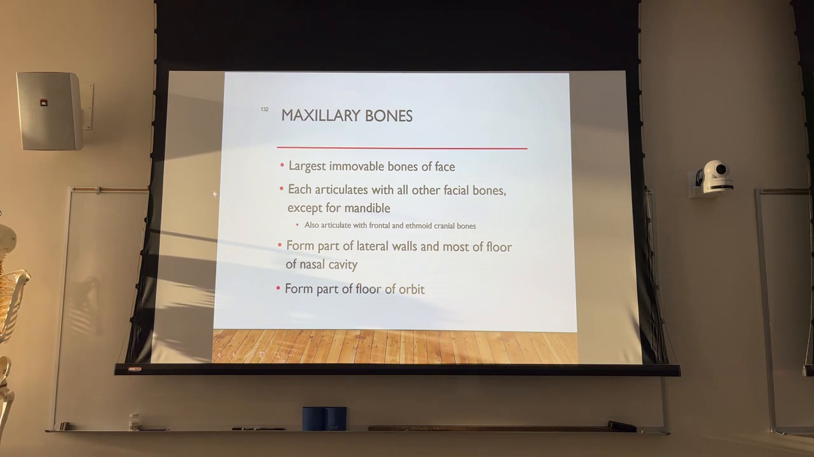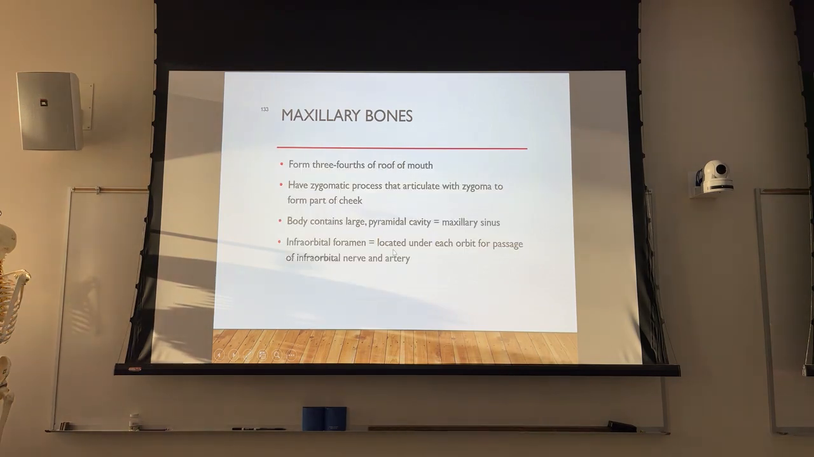So it forms a portion of the orbit. It also forms a portion of the bony hard palate. All right, so it's involved in a lot of different things. We're going to talk about the significance of the palate and fused portion of the palate. So it forms 3/4 of the roof of the mouth. So that's your bony hard palate. Your palatine bones are behind that. So they constitute the posterior 1/3 of the bony hard palate.